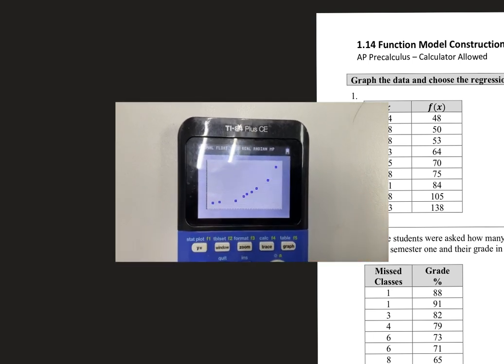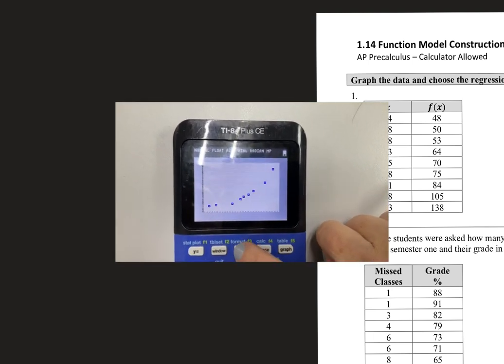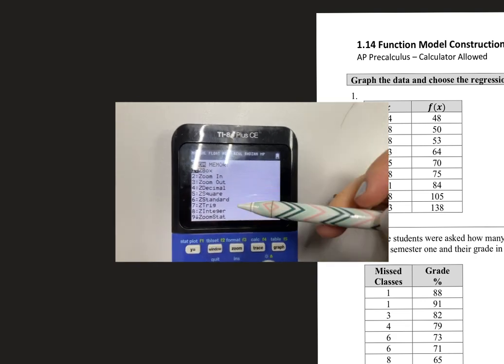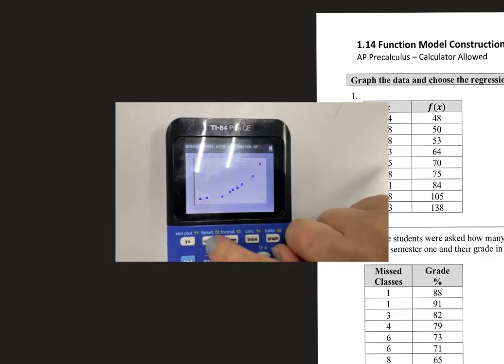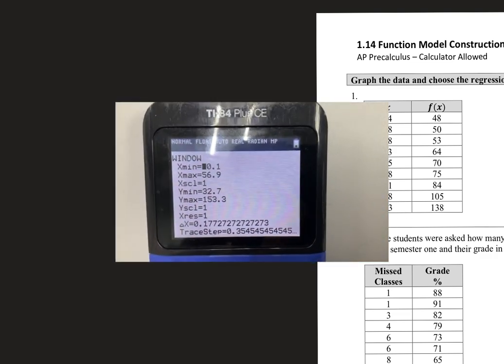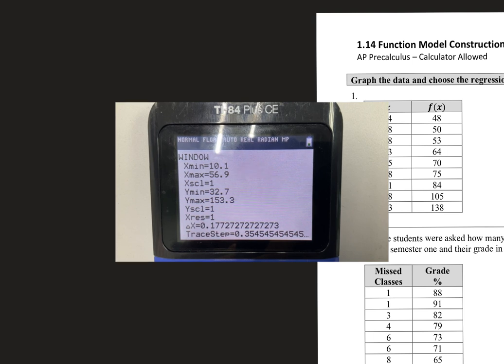So plot your data. Go to graph and hit zoom and go to number 9, zoom stat. It will literally fix your window. So now if I go back to my window, you'll see my window is fixed to show the data that I have. Okay.